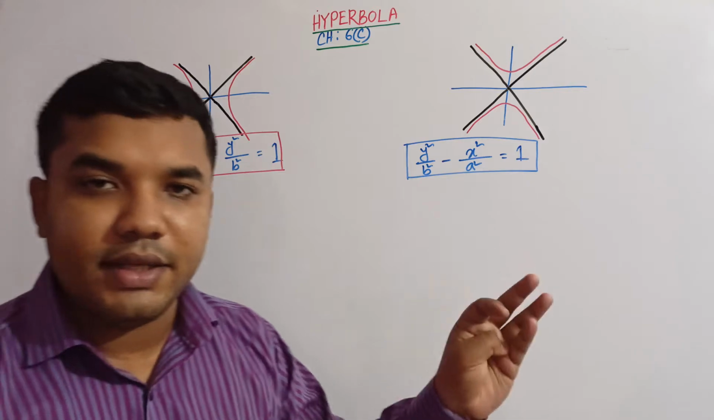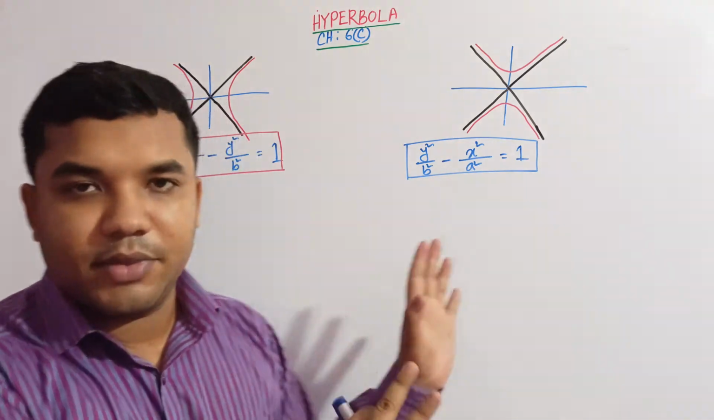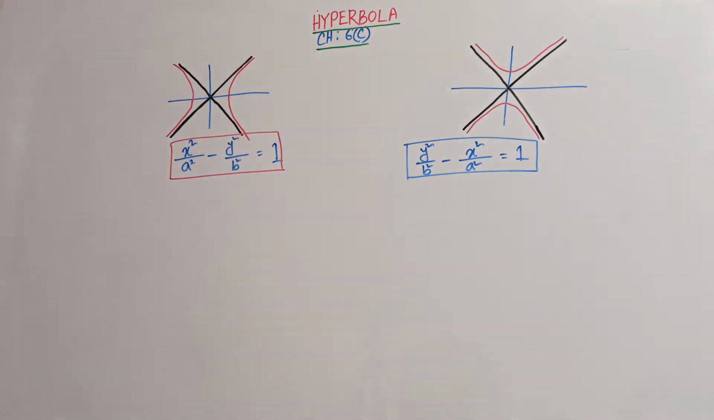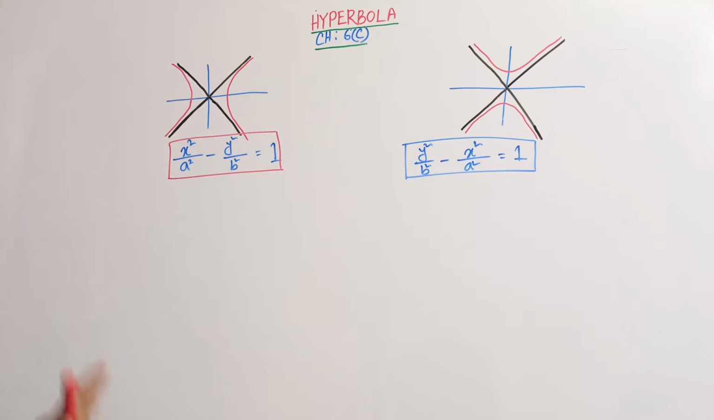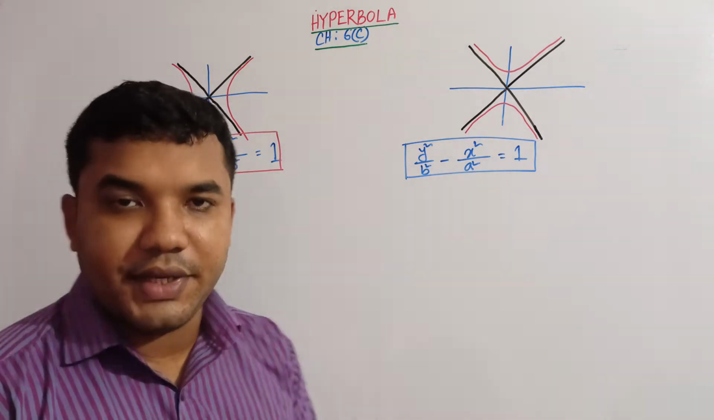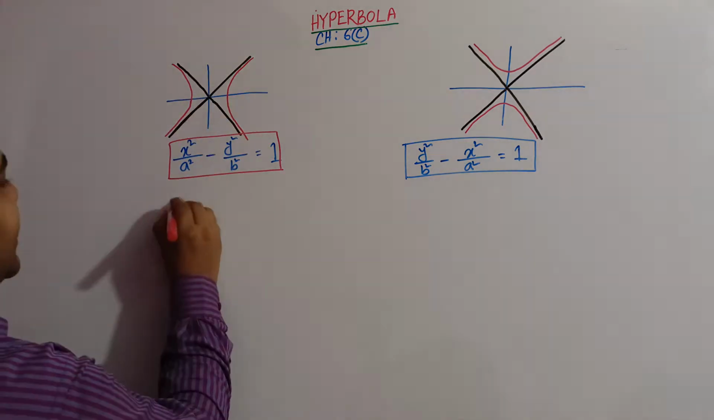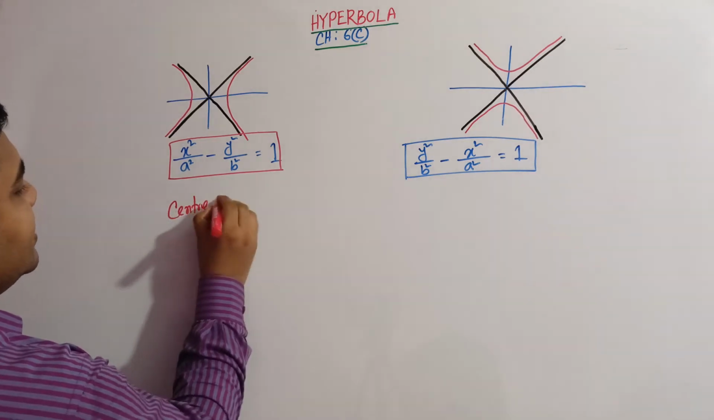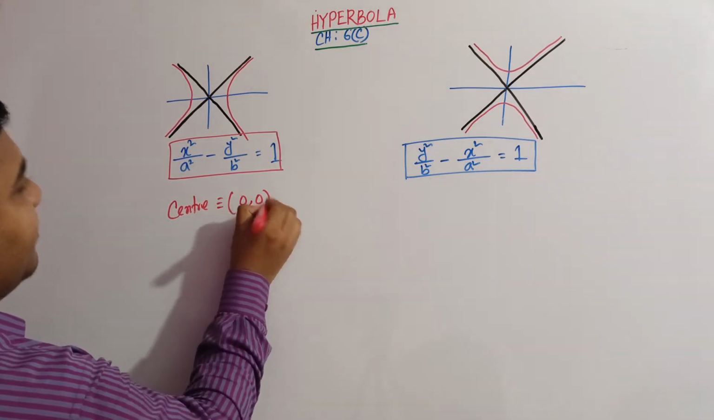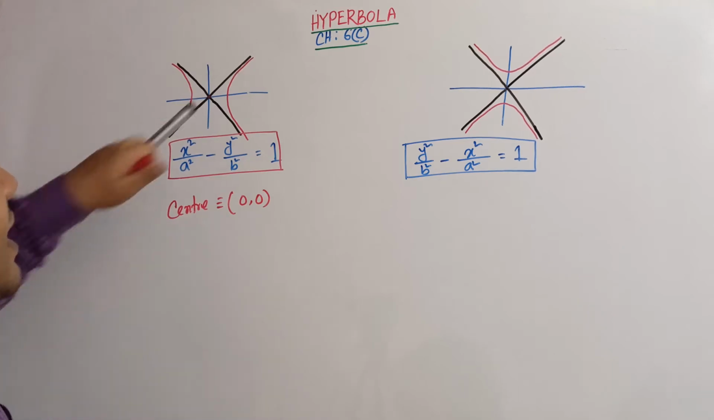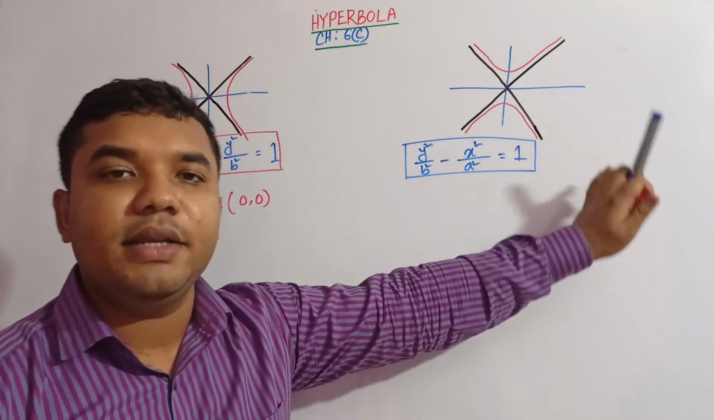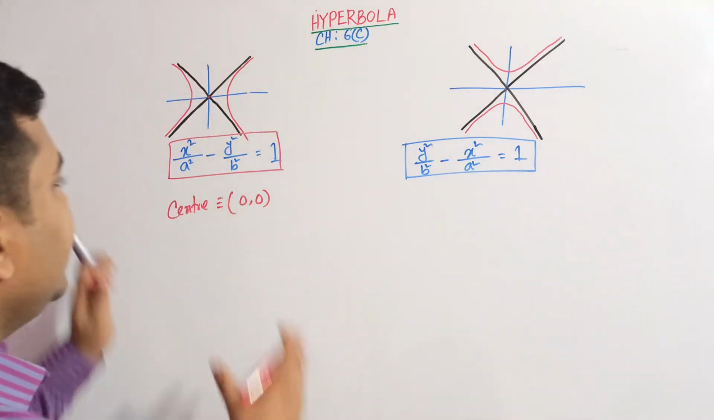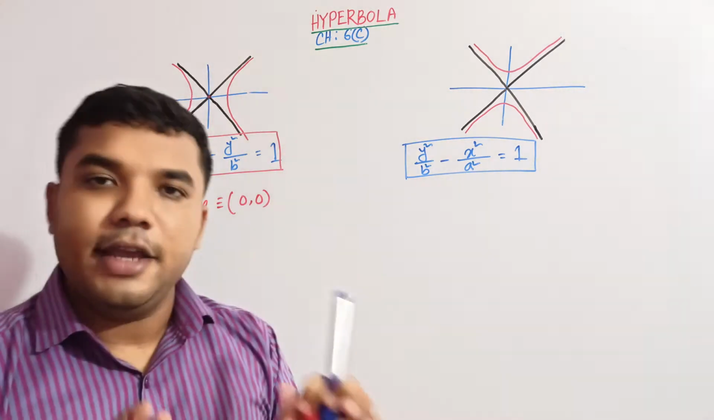Say, for example, vertex, center, foci and something like that. We will go for that part now. So first, what is the coordinate of the center? The coordinate of the center should be 0, 0. So here the center will look like this part. We will just talk about this part, then we'll convert it into this. So the center should be 0, 0, just like the ellipse.